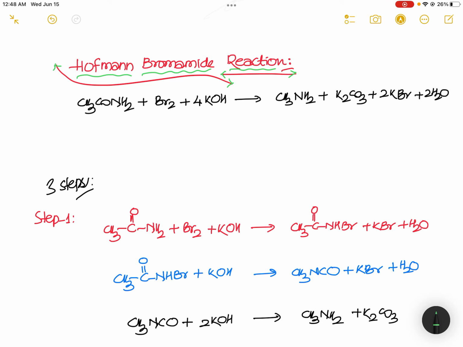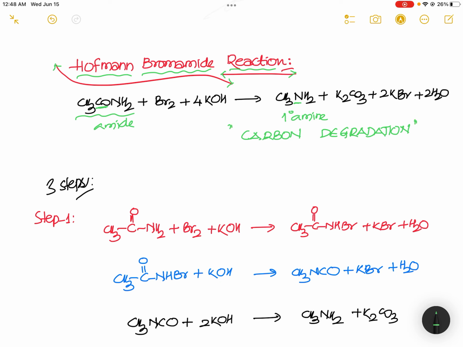Here, the speciality of the reaction is, you can see this is amide. Amide is converted to primary amine, 1 degree amine. Here CH3CONH2 becomes CH3NH2, one carbon is less. So you can call this reaction a carbon degradation reaction. When carbon number decreases, such kind of reactions you can call carbon degradation reactions.